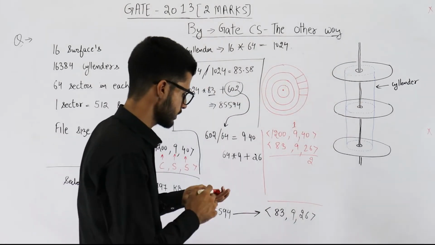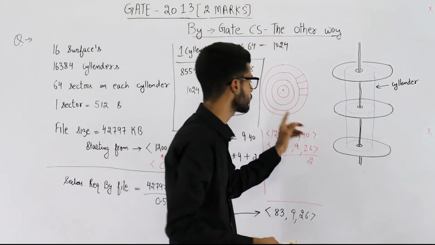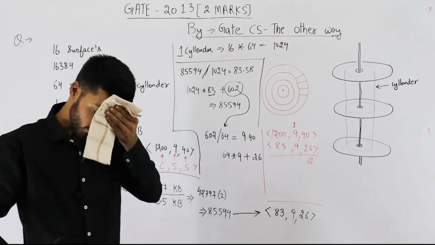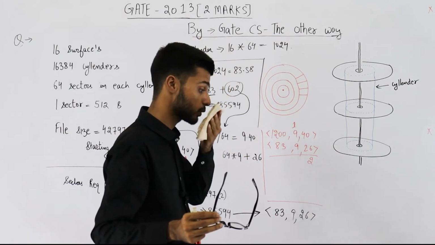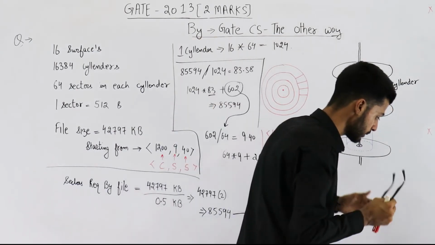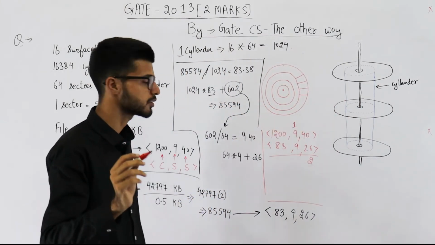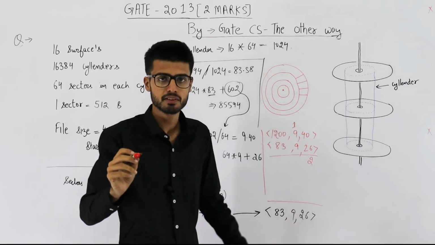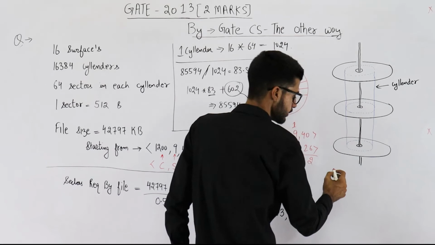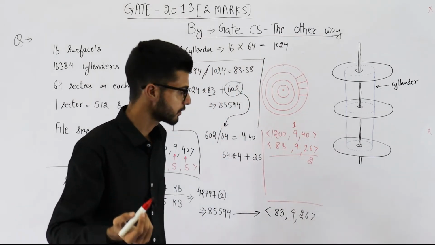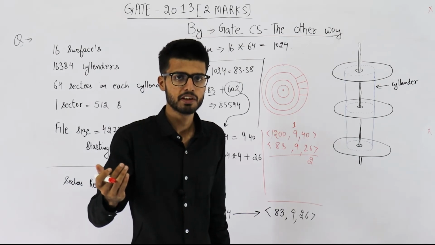So next one is 9 surfaces plus 9 more surfaces plus 1 carry surface. When you perform this addition, you'll get 9 plus 9, 18 plus 1, 19. But the thing is, the maximum number of surfaces can only be 15. That's mentioned in the question. We have 16 surfaces and they're numbered from 0 to 15. We are getting 19. Max possible value is 15 only.